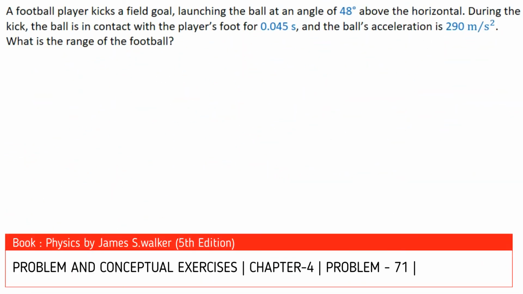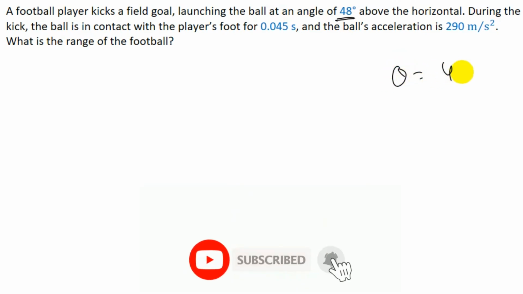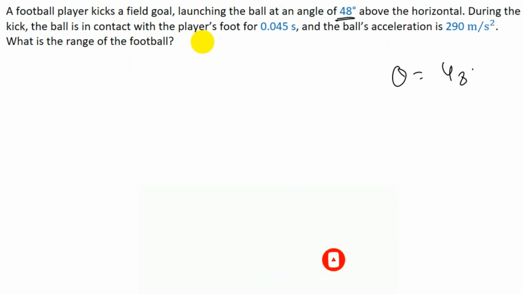Now in this question we are given that a football player kicks a field goal launching a ball at an angle 48 degrees above horizontal. So theta we have 48 degrees, and during the kick the ball is in contact with the player's foot for 0.045 seconds and the ball's acceleration is 290 meter per second squared. So we have to find the range of the football.